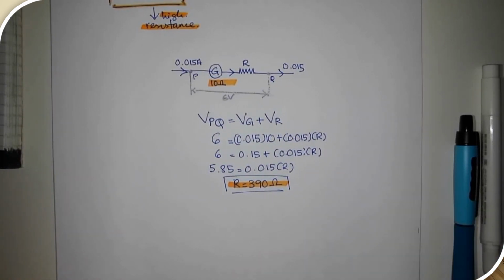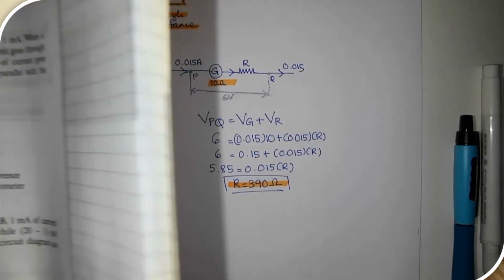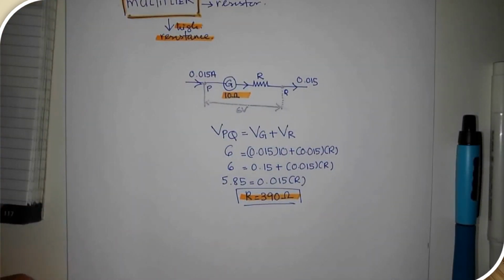So that is about multiplier, class. So that is the reason why I've explained point number 10. Okay, so that is all about shunt and multiplier. Thank you, class.